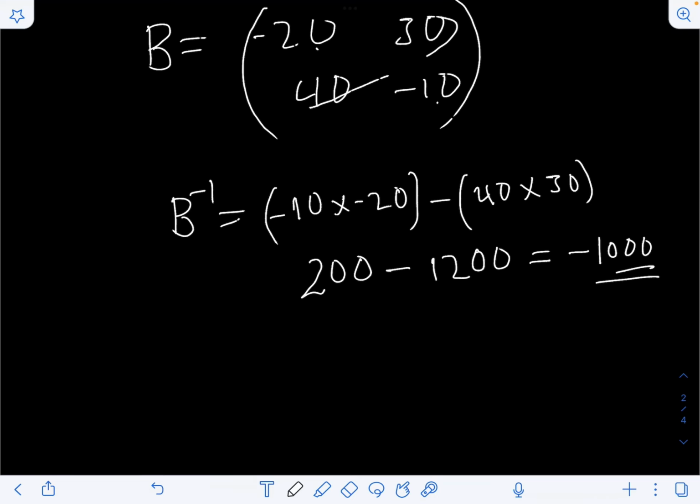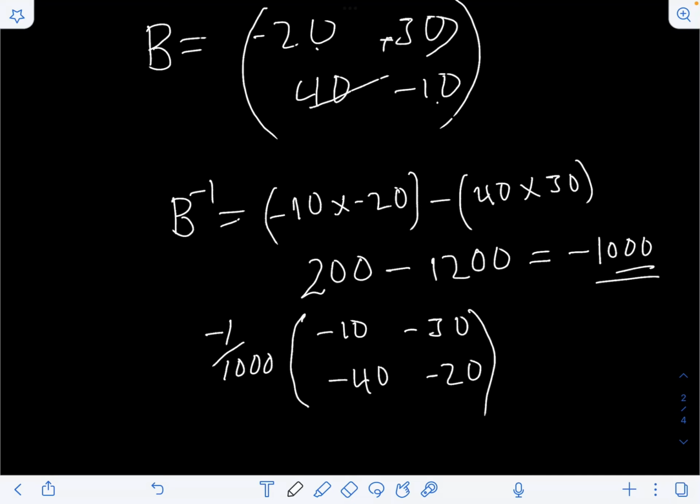So how can we find the inverse of B? We say 1 over negative 1000, because this one is our determinant; we reciprocate it. And this one will be what? We interchange, which is negative 10. Then this one will be negative 30 because we change the sign. If it's positive, we change it to negative. And this one, same. Then negative 20 will come down here.